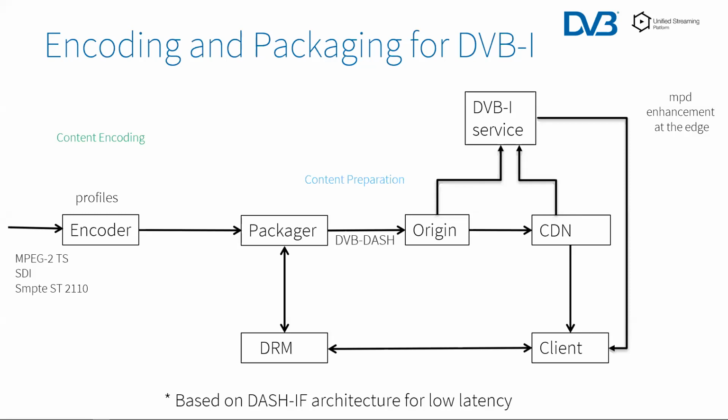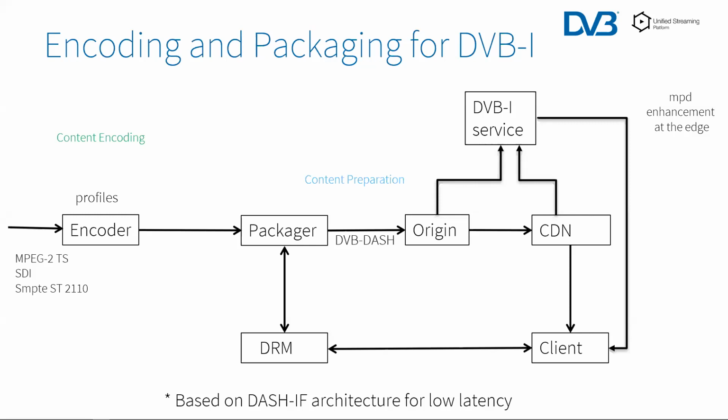So there's content encoding. Then the second step would be the content preparation, by which I mean packaging. You need to further have your streaming manifest, your content encryption, and then you need to deal with your origin servers and your CDNs for handling the load of many clients doing requests for content.